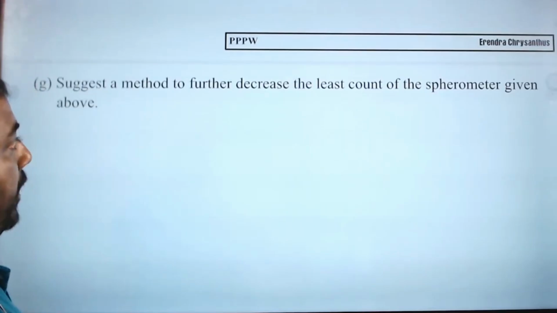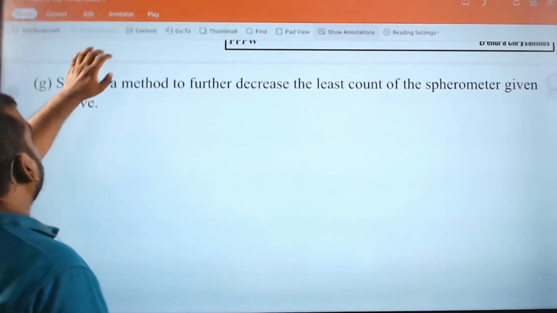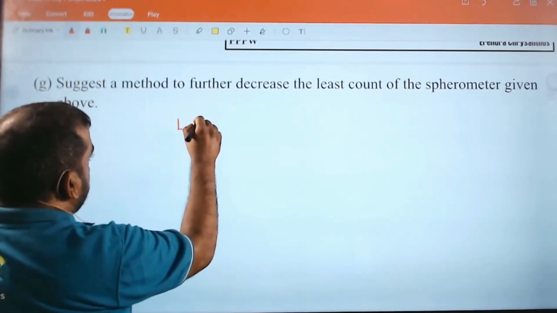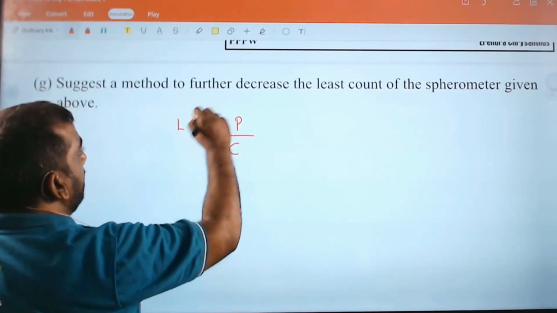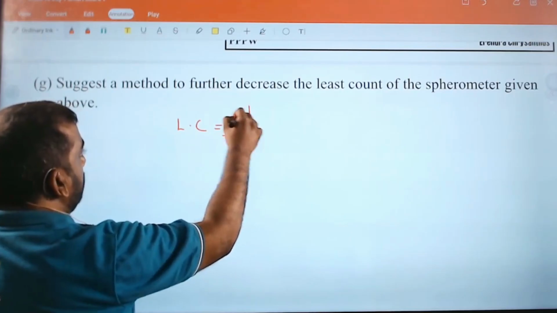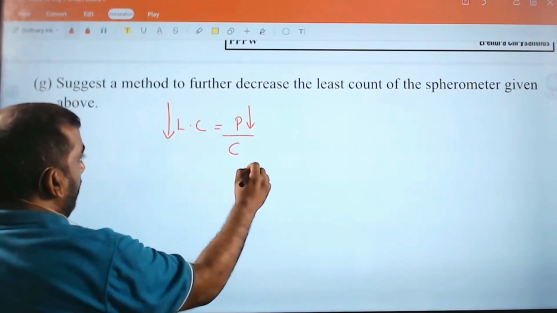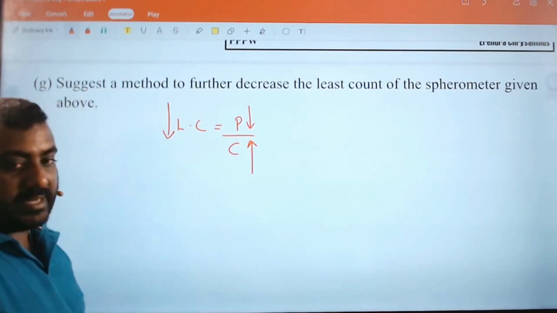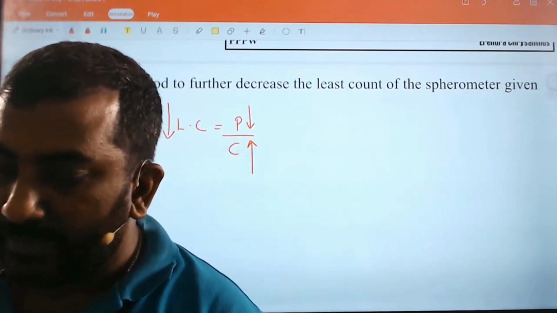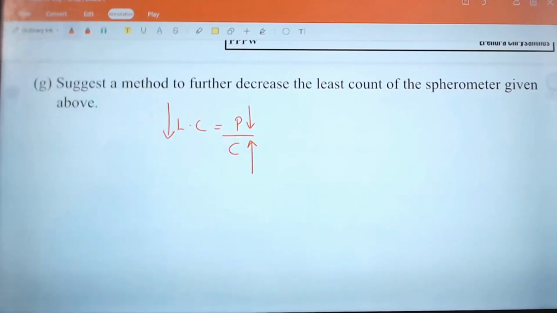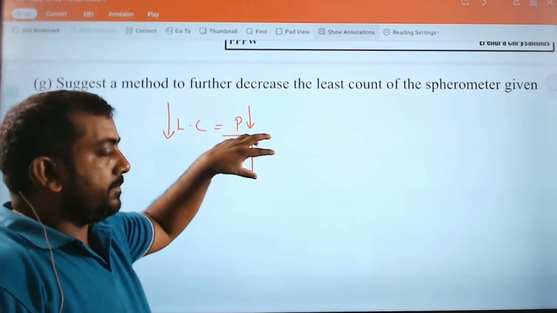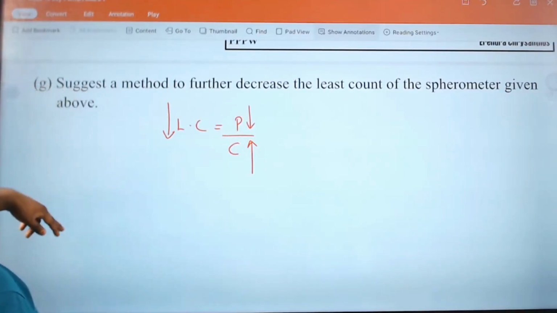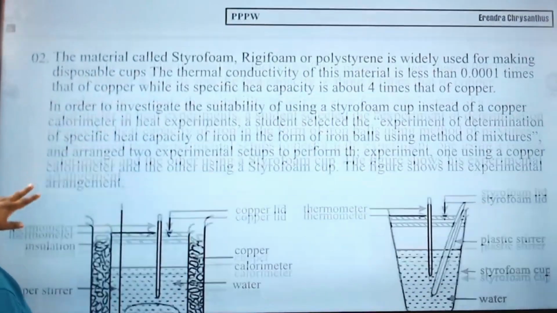Suggest a method to further decrease the least count of the spherometer. So least count is equal to pitch over number of circular scale divisions. Further decrease means reduce the pitch or increase the number of circular scale divisions. First one, reduce the pitch. Second one, increase the number of circular scale divisions.